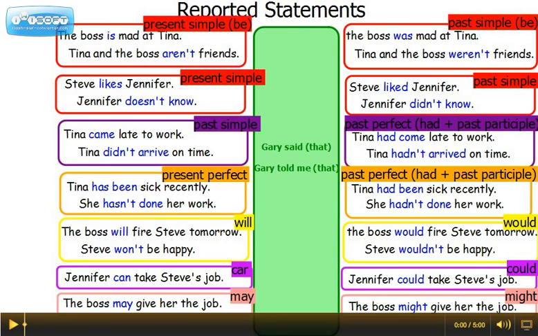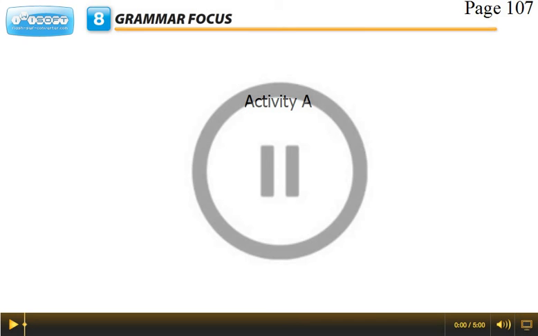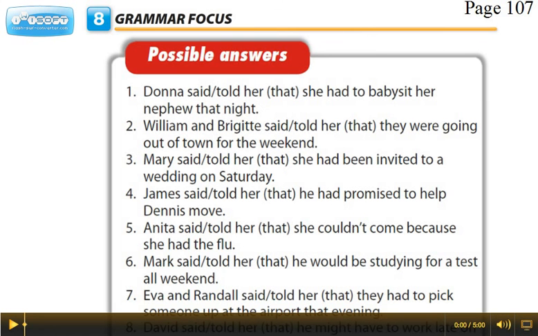So now we're going to try the activity on page 107, activity A. Pause the video now and try the activity, then resume playing and check your answers. Okay, let's check the answers. Notice these are possible answers because you can use said or told.